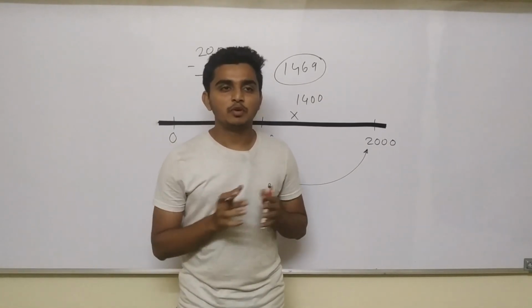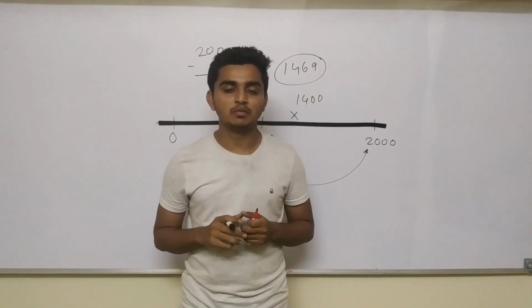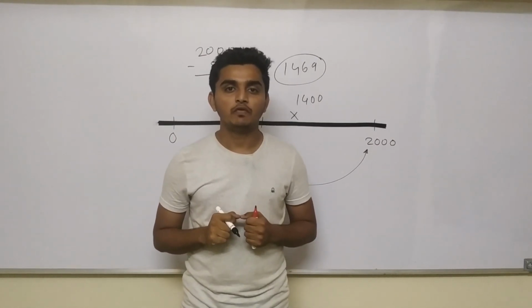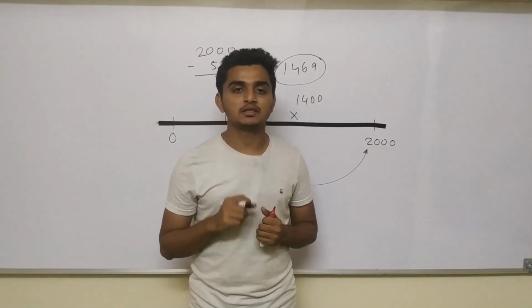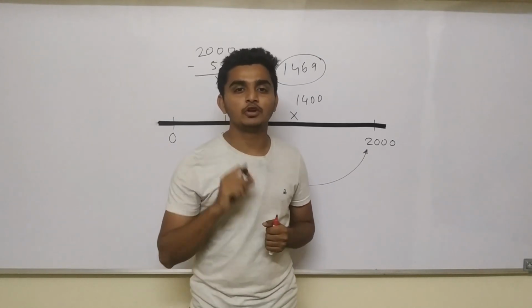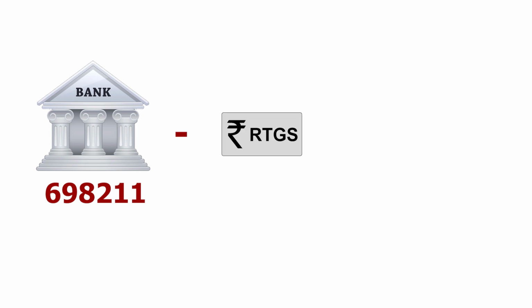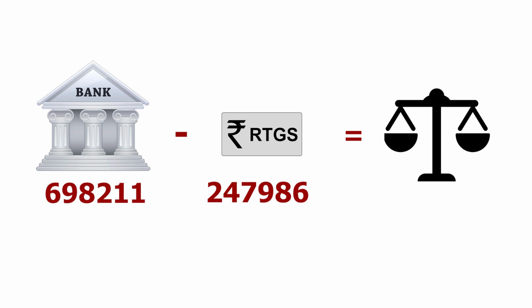Now some people might say that this is easy for 2 or 3 digit numbers, so what are we going to do when we have big numbers, like bank account amounts? Let us say that in your bank account you have 6,98,211 rupees, and you want to do an RTGS of 2,47,986 rupees. You're probably wondering what the remaining amount is. Look carefully on the board and I'll show you how the trick is done.